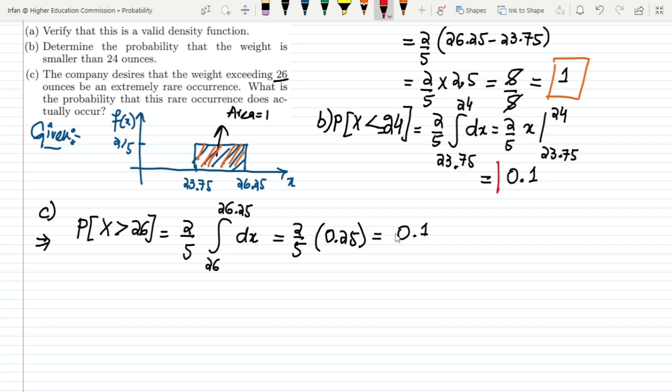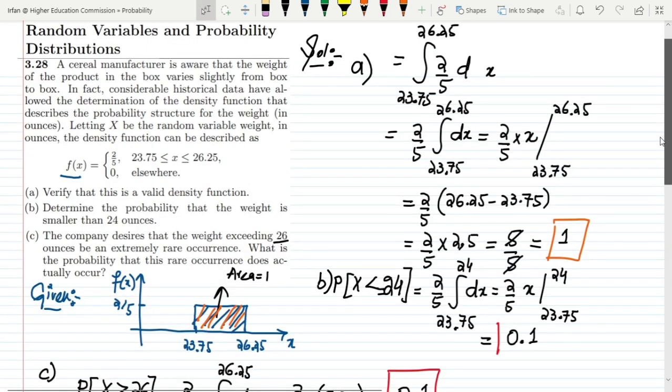Okay, so this is the probability that x will be greater than 26, or the weight will be greater than 26 ounces. Okay, so that's it for today, in which we have seen the solution of question 3.28.